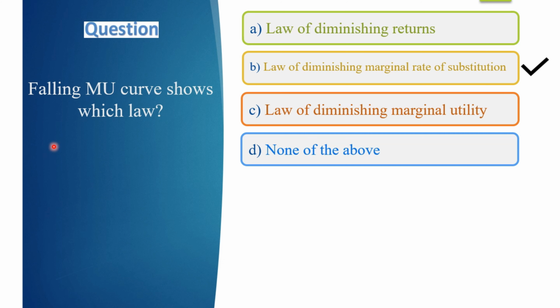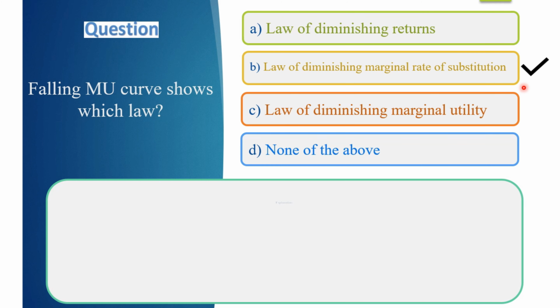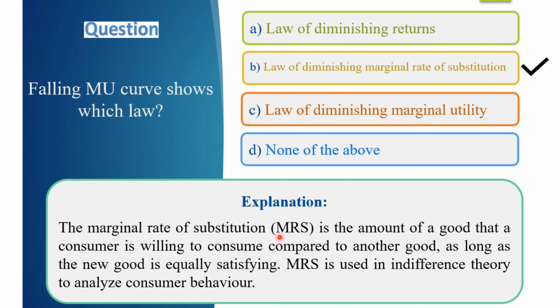So the correct answer for this question is law of diminishing marginal rate of substitution. The marginal rate of substitution, which we also know as MRS, is the amount of a good that a consumer is willing to consume compared to another good, as long as the new good is equally satisfying. Marginal rate of substitution is used in indifference theory to analyze consumer behavior.